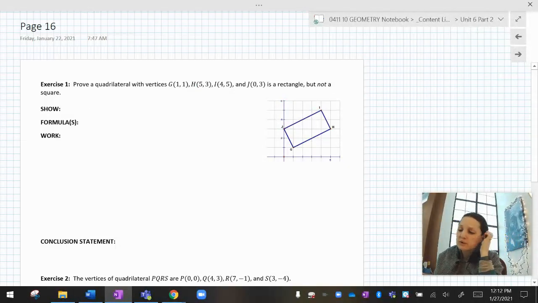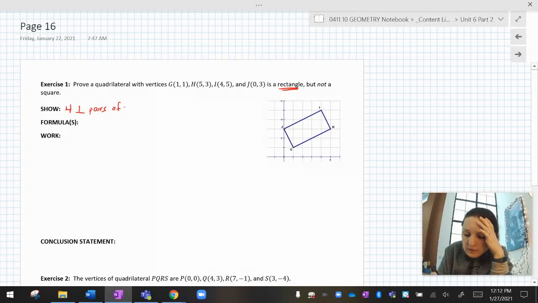Prove this quadrilateral is a rectangle but not a square. All right. So if I want to show that this is a rectangle and not a square, you might be thinking, duh, Mrs. Viver, it's not a square. You're right. You can see it, but we're not just going off our eyeballs here. We're going to do what it says. So if I want to prove that this is a rectangle, okay, I want to show that we have 4 perpendicular pairs of sides, okay?